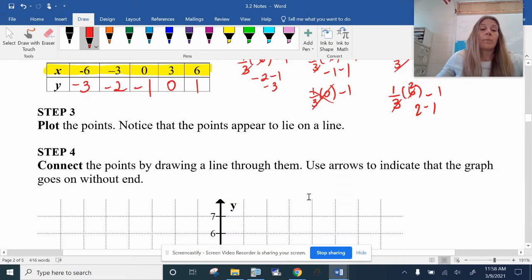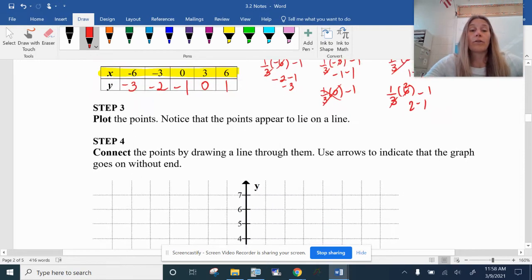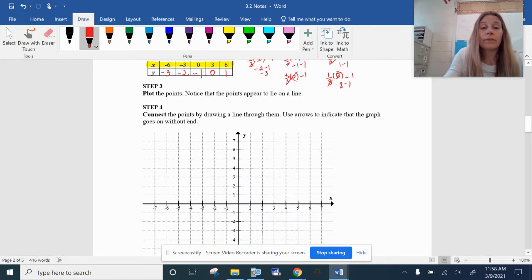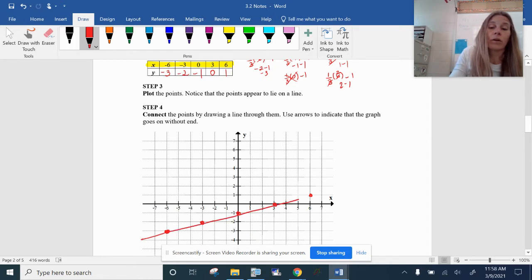So then the third step would be to plot those points on your graph, and hopefully they'll make a line. So -6, -3, -3, -2, 0, -1, 3, 0, and 6, 1. And then I can draw a line through those points.